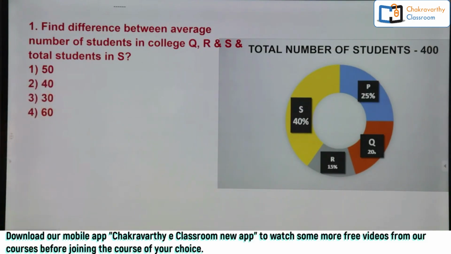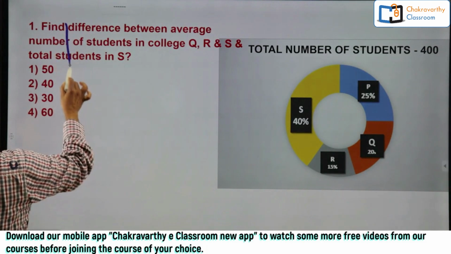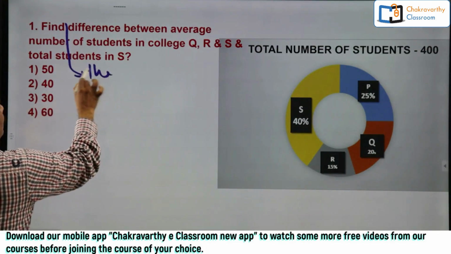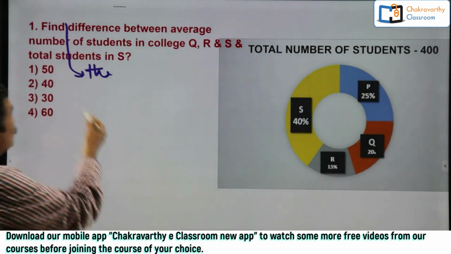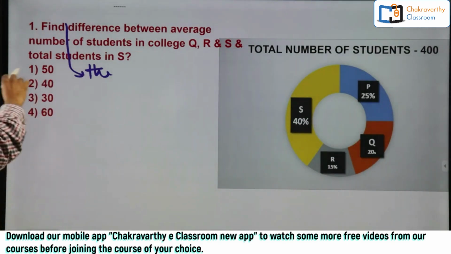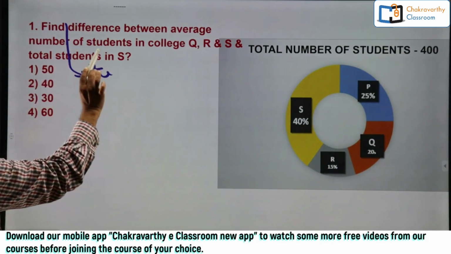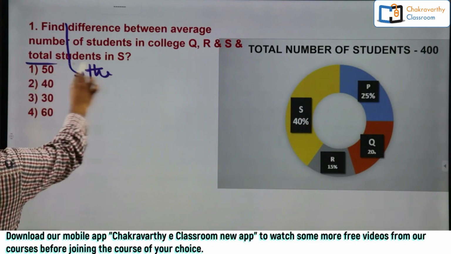What's the first one they have given? Find difference between, one second, before going further, the article is missing here. Grammatically also we should be correct. Find the difference. Of course it's not an English class, but still you have to use the articles properly. Anyway, find the difference between average number of students in college Q, R and S and total students in S.